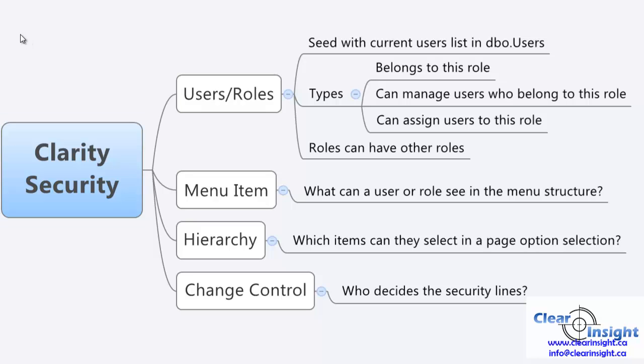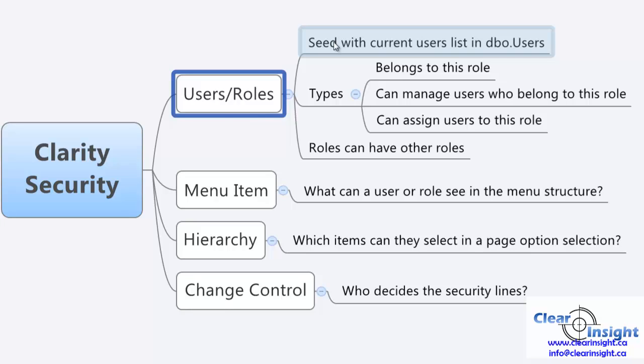In this tutorial, we're going to talk about Clarity security in the context of the IBM Clarity application. Within security, we've got the concept of users and roles. There's menu item security, hierarchy security, and change control. We'll talk about each of these issues in turn.